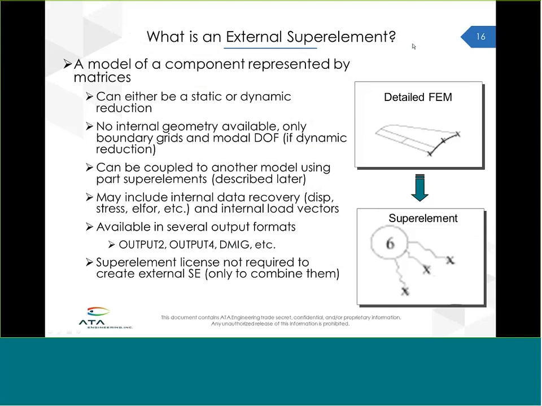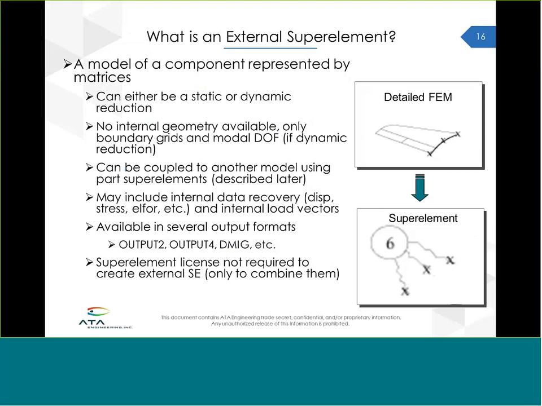So what is an external superelement? This is either a static or dynamic reduction. And again, this is where you're making the reduction and stopping. So starting with your wing here, you are starting with a detailed FEM, forming a reduction, you preserve the boundary degrees of freedom, the boundary grids, and what you end up with at the end of the day is 3 nodes which appear to be floating in space, but really there are matrices that define the mass and stiffness and potentially dynamic behavior of that structure.